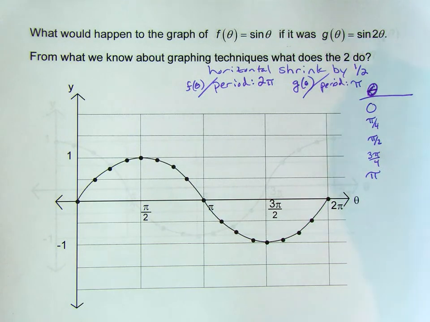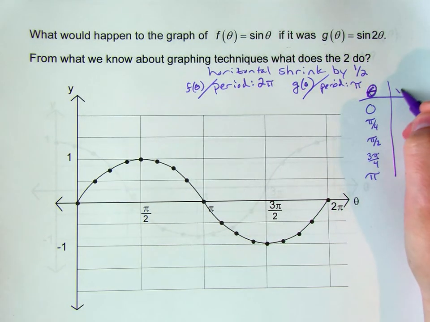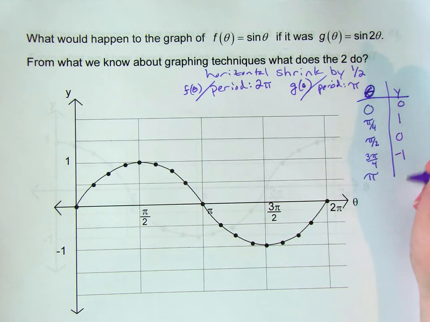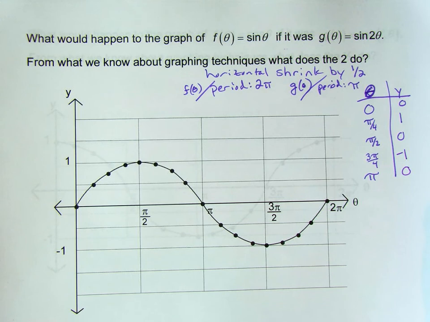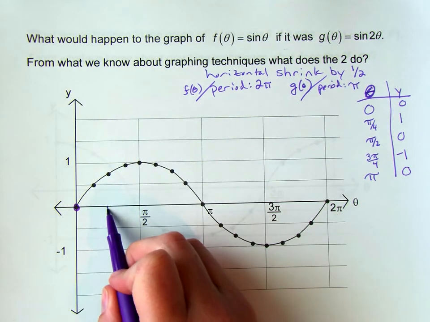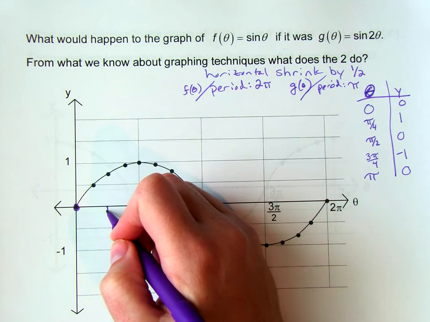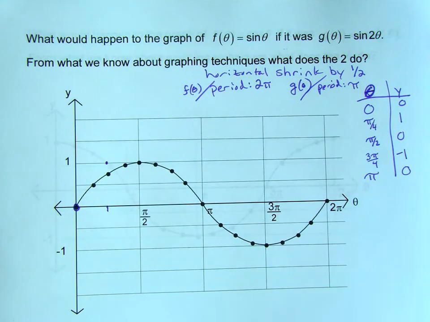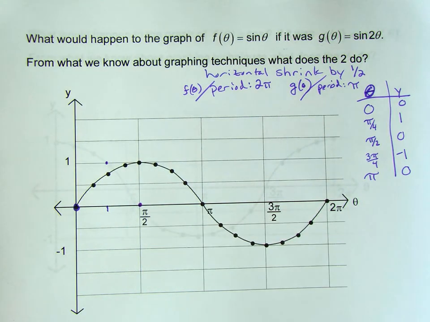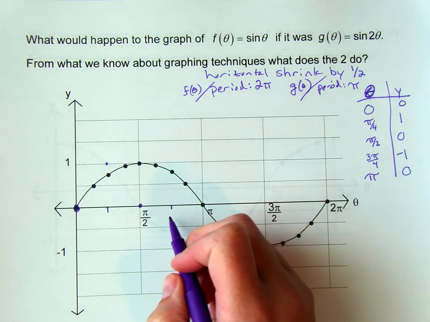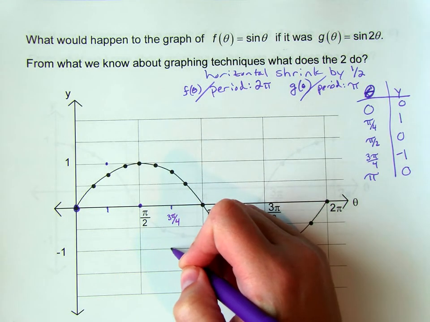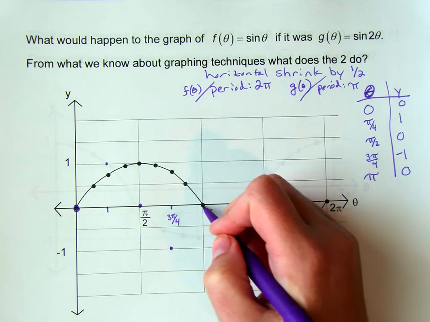My important points for sine are 0, 1, 0, -1, 0. So at 0, it's 0. Pi over 4 is 1. Pi over 2 is 0. 3 pi over 4 is -1. And pi is 0.